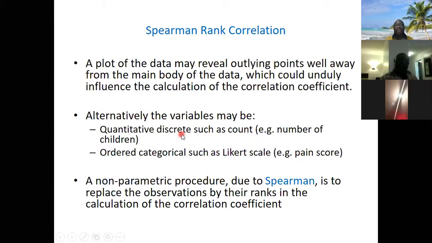So what he does is to just do some ranking, and it's more appropriate, as I've said, when you are talking about count, like number of children, number of people, because number of something is discrete. It doesn't have decimals. They cannot ask you how many children you have and you say 2.3. No, you cannot have that. So other categorical data, like pain score, where you put on a scale, those are the things you use.